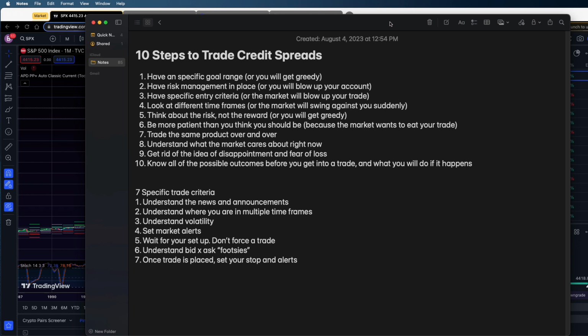But you have to have risk management in place. And when I say risk management, I mean setting stops on your trades so that they automatically get stopped out if the market goes against you. I'm talking about setting up how much money you're going to use for specific trades, how much money you're going to use total, all of that stuff.